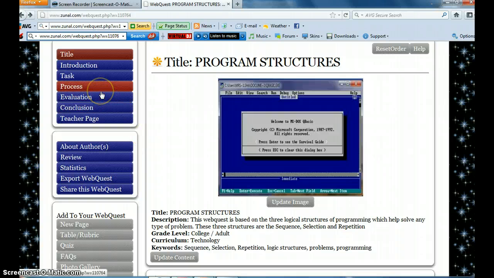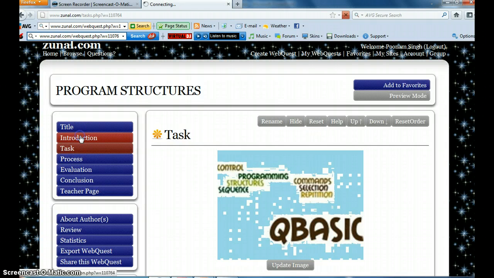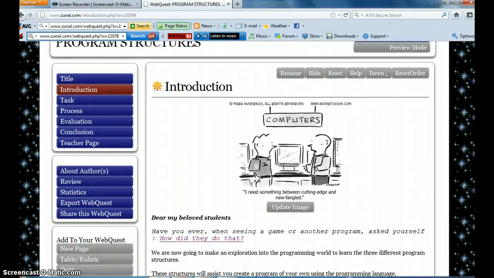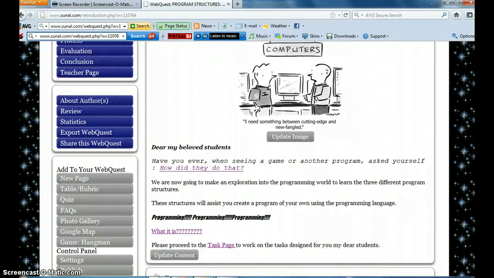Okay, the title of my web quest is program structures, and the title page describes what the web quest is based on. The next page is the introduction. The introduction tells the students or any users what they will be doing. It introduces the programming language.